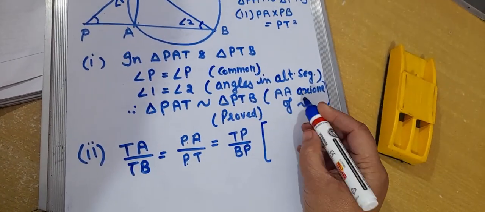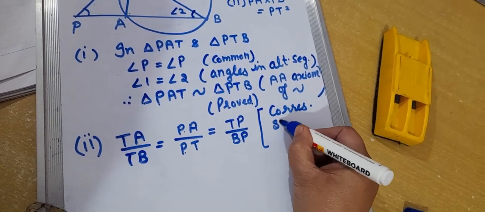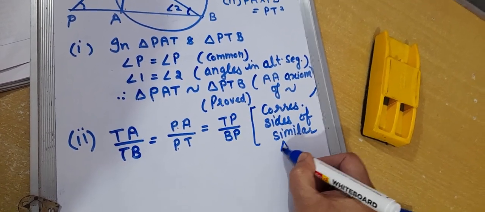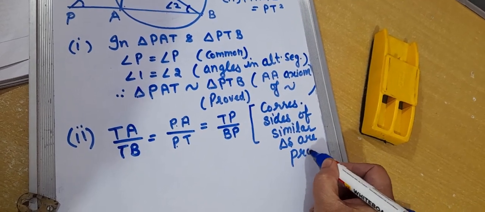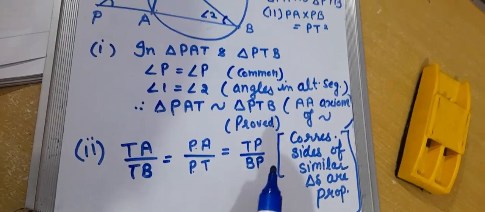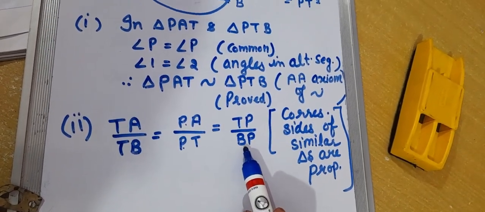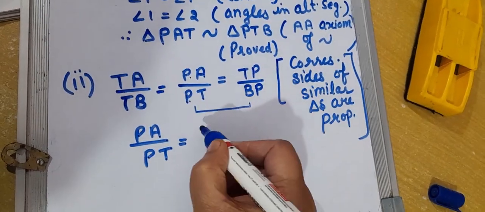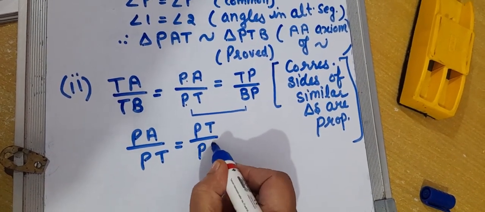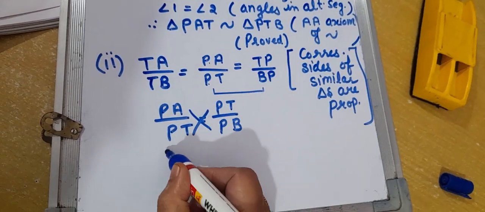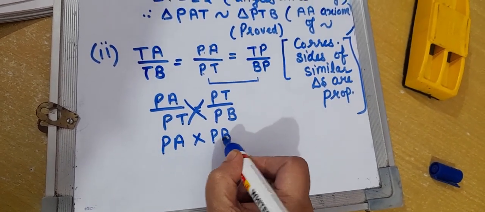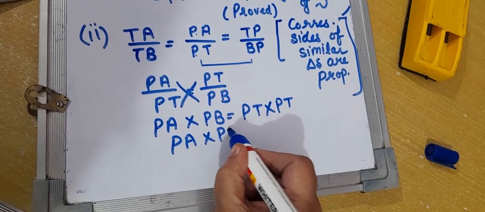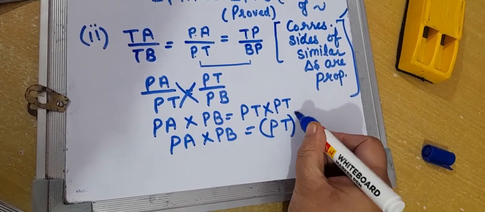So write the property here: corresponding sides of similar triangles are proportional. Now we need PA, PB and PT square. So we will take this pair, PA upon PT equal to TP, or PT, same thing, upon PB. Now cross multiply this, you get PA into PB is equal to PT into PT, that is PA into PB equal to PT square, proved.